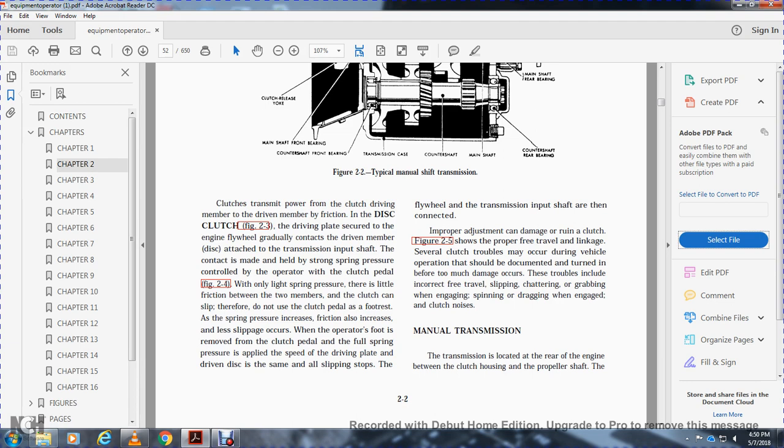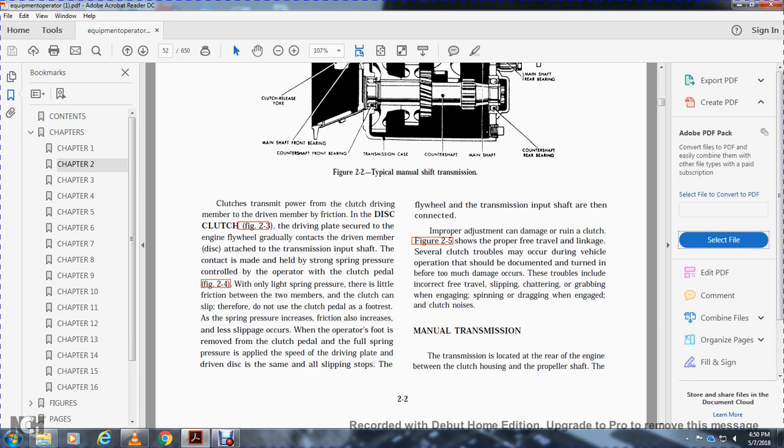Even light spring pressure will cause friction between the two members of the clutch, and therefore do not use the clutch pedal as a foot rest. As the spring pressure increases, the friction also increases and less slippage occurs. When the operator's foot is removed from the clutch pedal, full spring pressure is applied, the driven disc reaches the speed of the driving plate, and all slipping stops. The flywheel and the transmission input shaft are then connected.